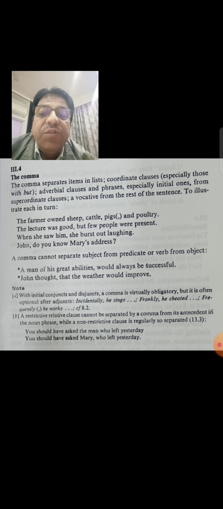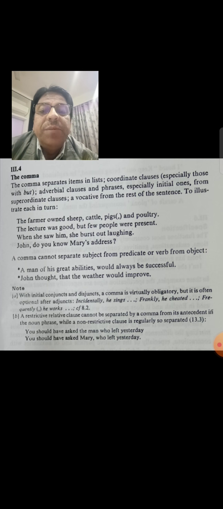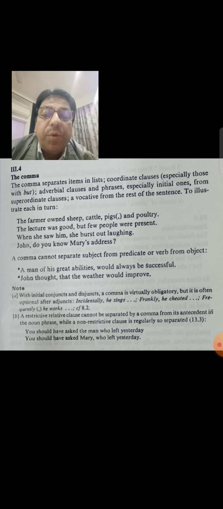The third is the case of the adverbial, which is used initially. When she saw him, she burst out laughing. So we use a comma after the initial adverbial when she saw him. That is the time adverbial. At the time she saw him. Finally, we have the vocative. That is when we call out someone's name. John, do you know Mary's address? So after John, we have a comma. So these are the functions of commas. Although comma cannot be used to separate a subject from a predicate, nor can it be used to separate a verb from its object.